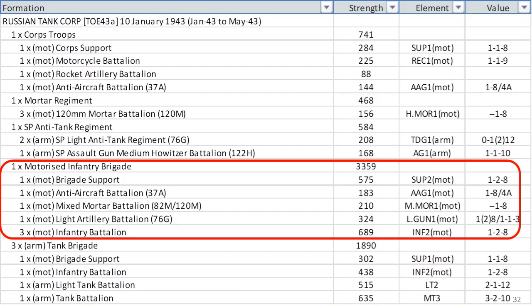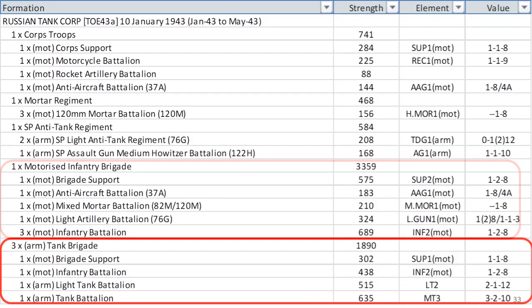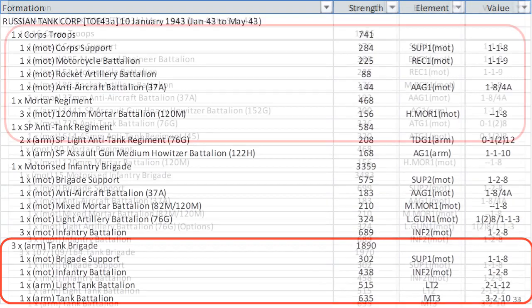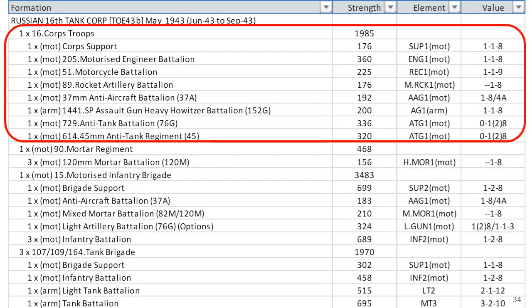The motorised infantry brigade remained much the same. However, improved equipment and additional support formations did increase the combat strength of the formation. When we look at the 3 tank brigades, they remain much the same, with only some very minor tweaking. This shows the 16th Tank Corps in May 1943, and would have been a typical corps which was involved in the Battle of Kursk. The corps support formations had grown, with an engineer battalion, a 76mm anti-tank battalion and a 45mm anti-tank battalion being added.